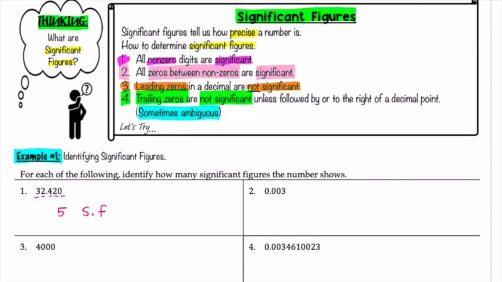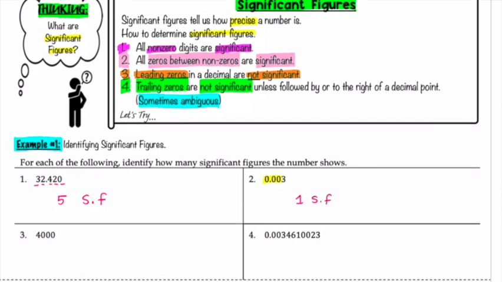For number 2, we have the number 0.003, one significant figure. These zeros are not significant. We have one significant figure. For number 3, these zeros are not significant. Again, this is a special case. Sometimes it's ambiguous because those zeros might actually be significant.